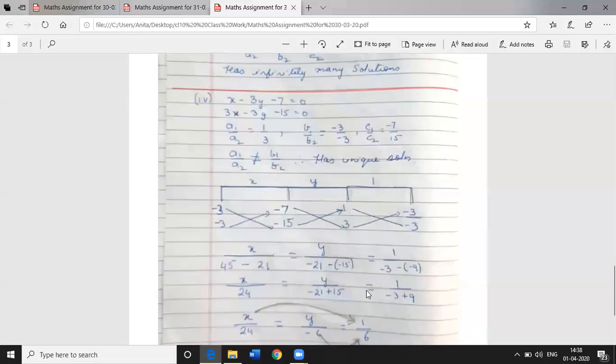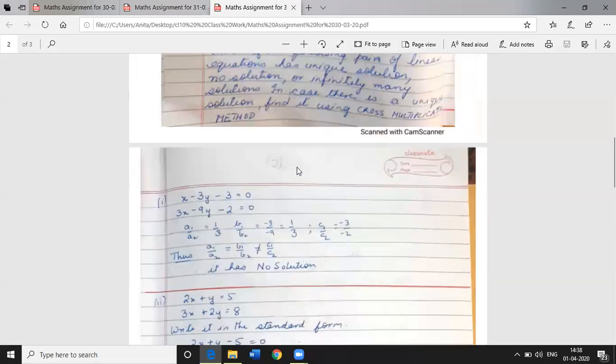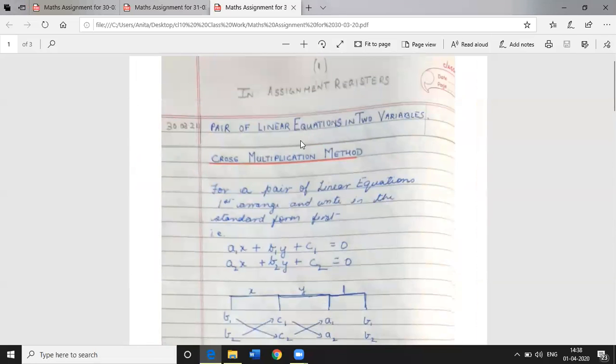This is a cross multiplication. If you do a few more, you will find it quite easy to do. But now let's go to the next question, which we will be doing in this next assignment. Let's see what it is.